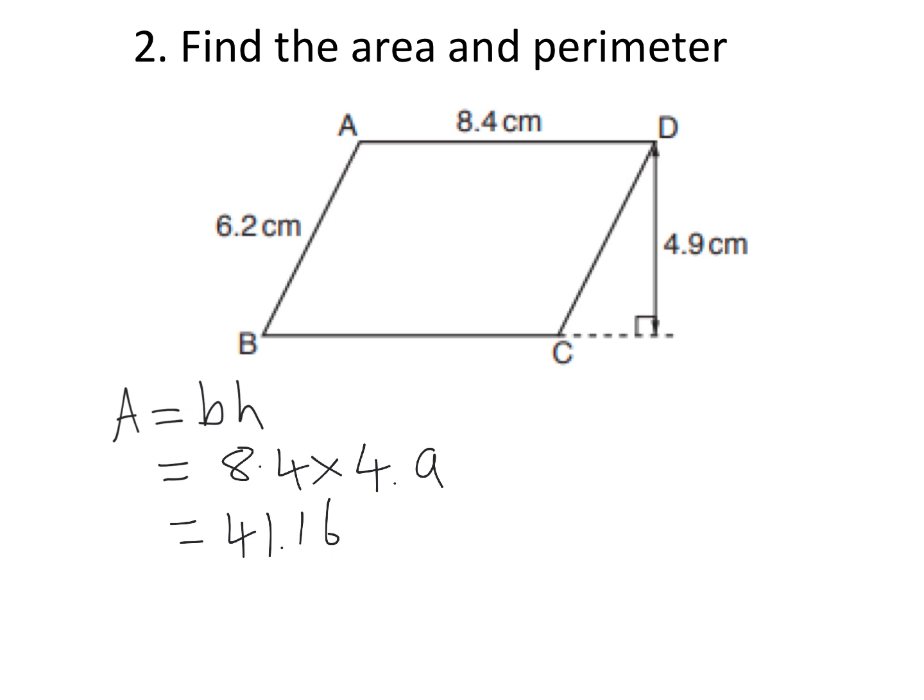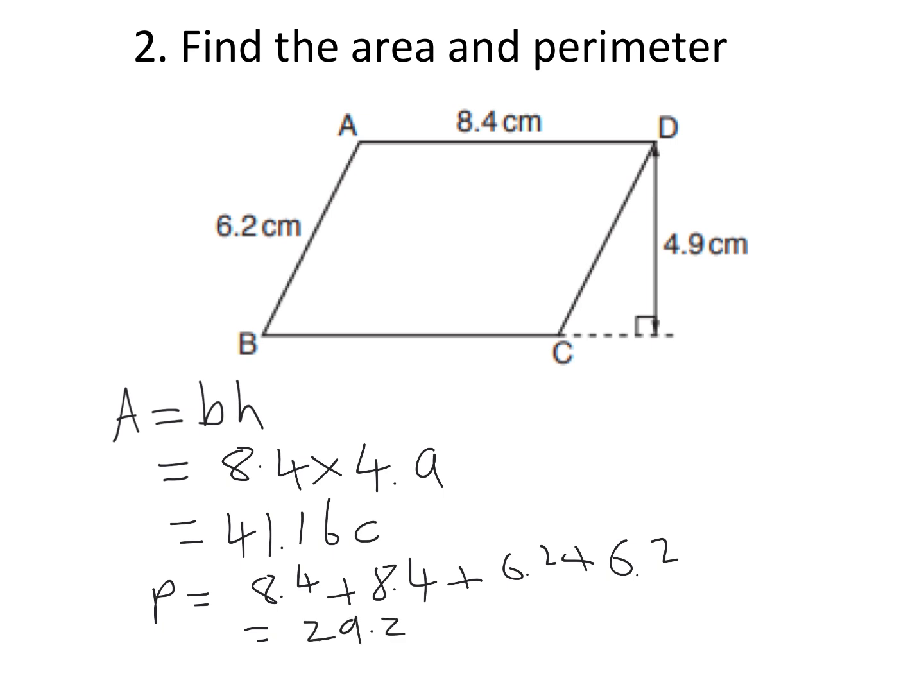Then, if we get the perimeter, it would be adding up all the sides together. So 8.4, top and bottom, and then 6.2 on the left and 6.2 on the right. Or 8.4 times 2 plus 6.2 times 2. And that gives you 29.2. Our units in the question for area would be centimetres squared, and for the perimeter, centimetres.